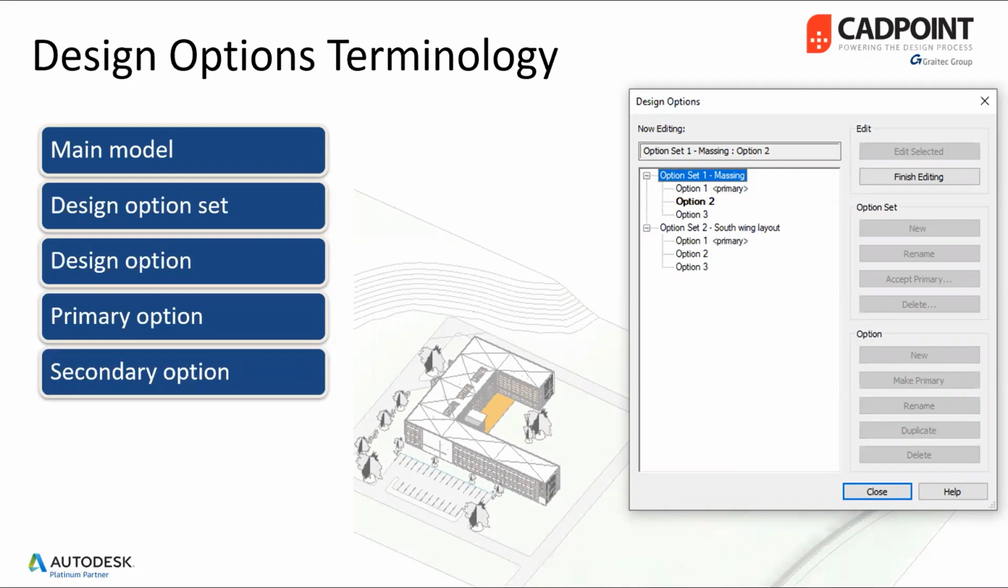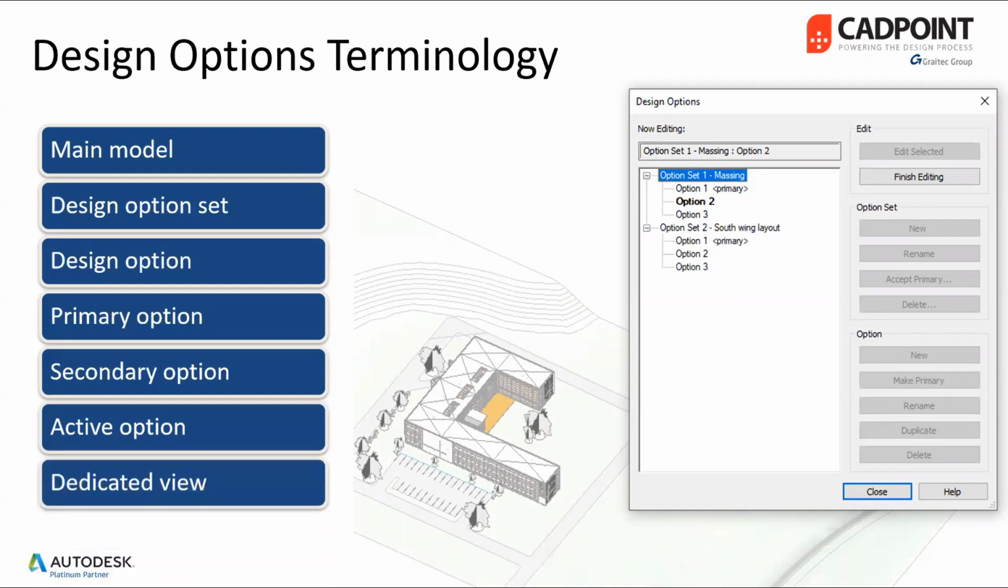Secondary option: a design option that is an alternative to the primary option in the set. Elements in a secondary option can reference elements in the main model. However, elements in the main model cannot reference elements in a secondary option. Active option: the design option that you are currently editing. Dedicated view: a view that is dedicated to a specific design option. When this view is active or added to a sheet, Revit shows the design option along with the main model.